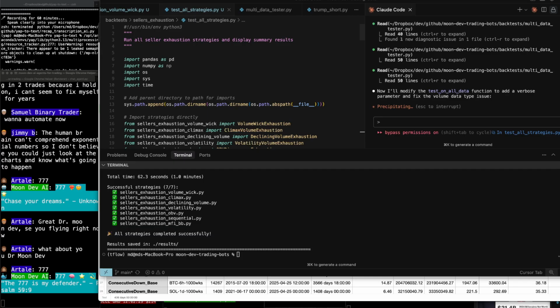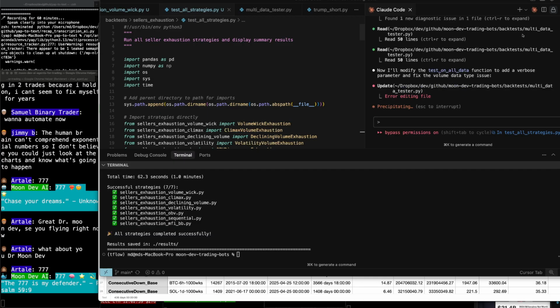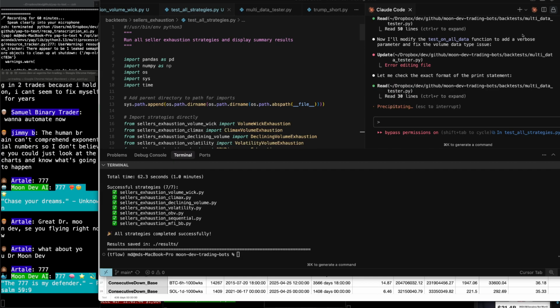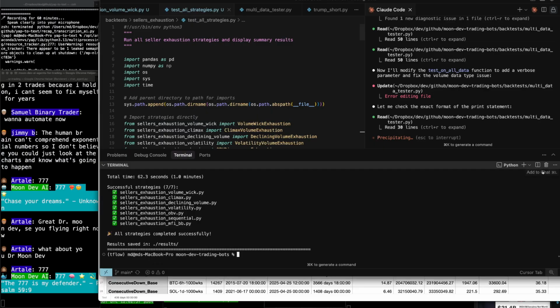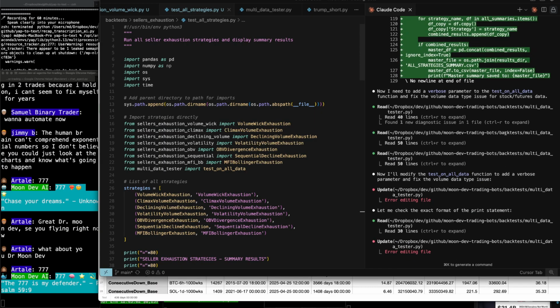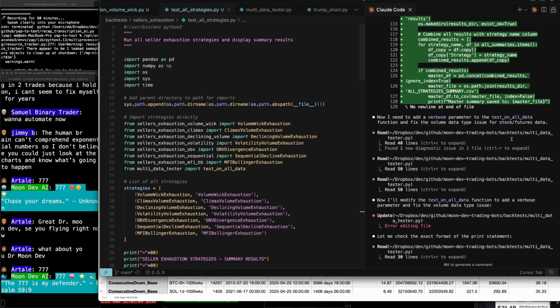Now I'll test it. Okay. Add verbose parameter and fix the volume data type issues. All right, let's see here. Let me check the exact format of the print statement. Now I'll modify the test on all data. Let's get this out of here so she can work a little nicer. Add verbose parameter on test all data.